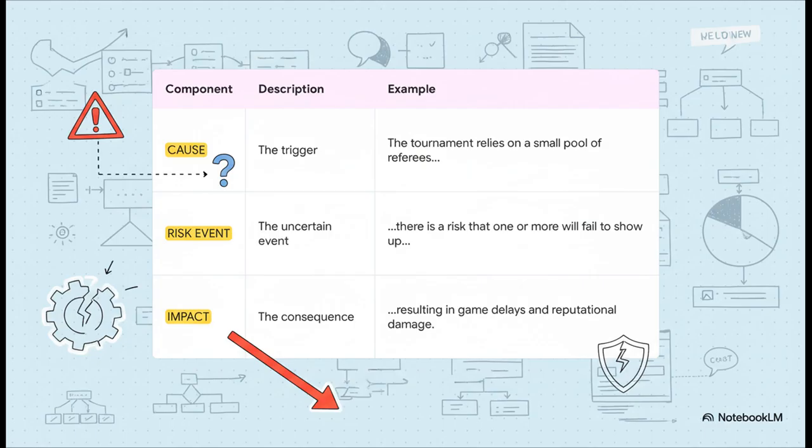You start with the cause, the existing fact or situation that's creating the potential problem. Then you state the risk, the uncertain event itself. And you finish by describing the impact. What happens to the project if the risk actually occurs? So, because of this cause, there is a risk of this event, which would result in this impact. It's a recipe for clarity.